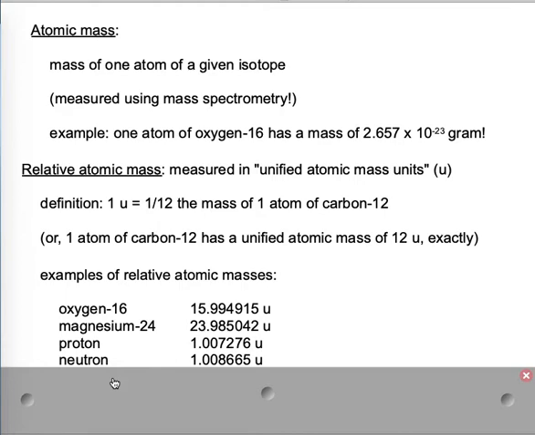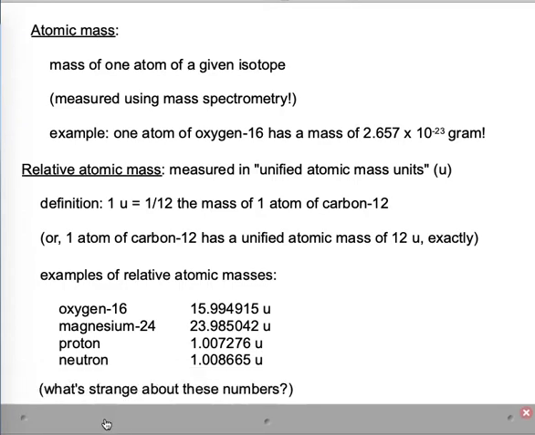Now, you see something interesting here. The relative atomic mass, measured in U, is very close numerically to the mass number. The relative atomic mass of oxygen-16 is very close to 16. That of magnesium-24 is very close to 24. But there's something strange about these numbers.